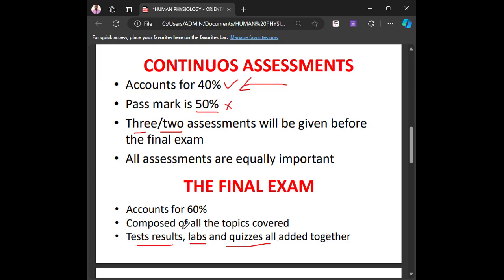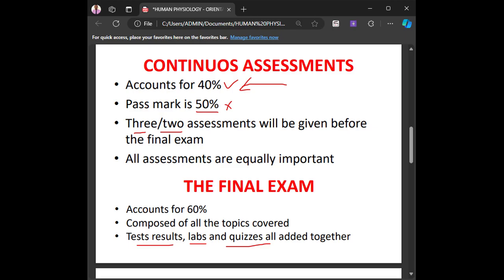So what happens is that when you write the lab reports, those lab reports will be submitted and they will be marked. Also, you'll be given random quizzes by your lecturer, which will be recorded and added to your continuous assessment percentage.